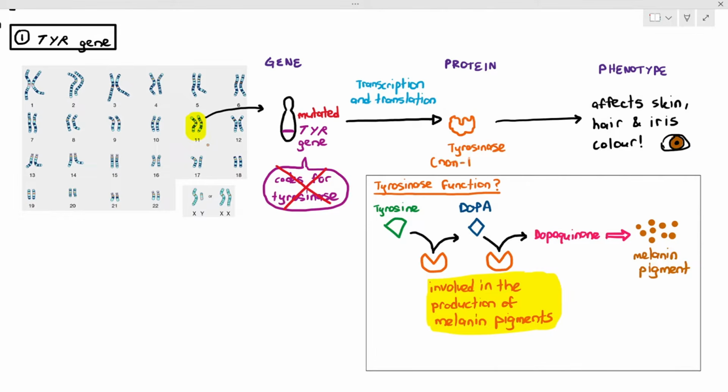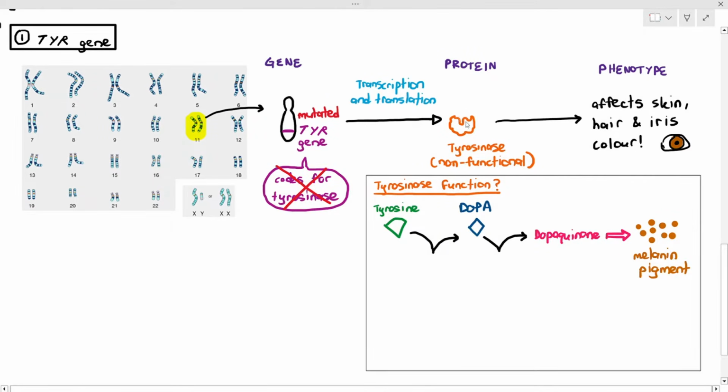The tyrosinase, from having a proper active site here, the 3D structure of the enzyme has changed, so it becomes non-functional. What does it mean by it becomes non-functional? So look here. Can the enzyme react with tyrosine? Can the active site of tyrosinase react with the tyrosine amino acid? No, it's not able to do so.